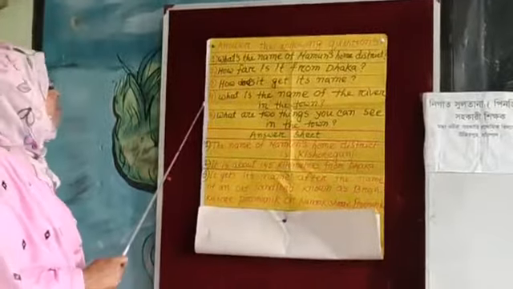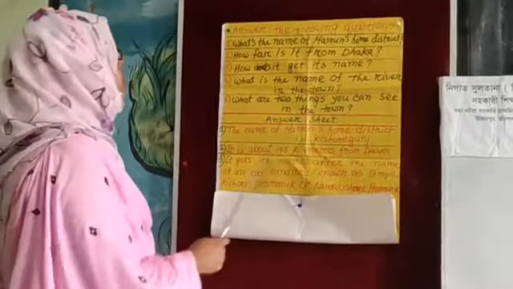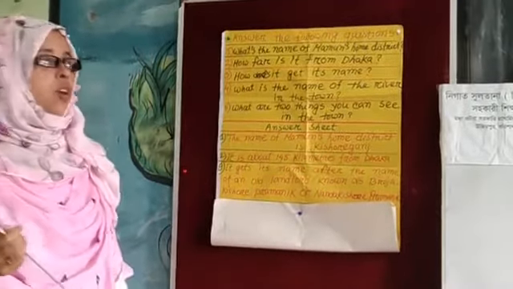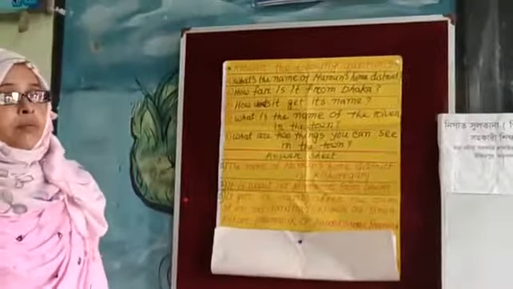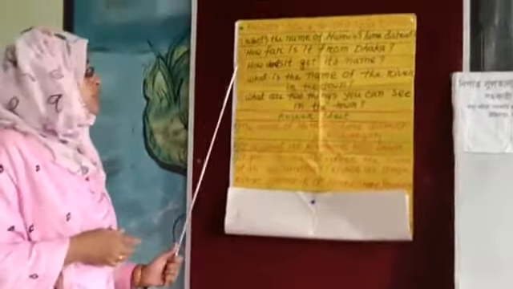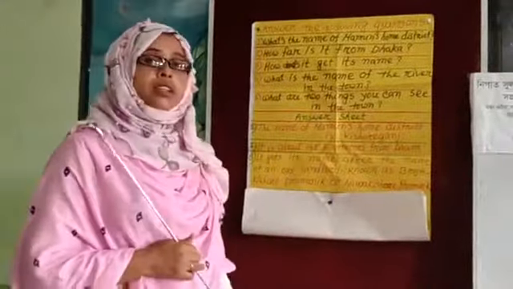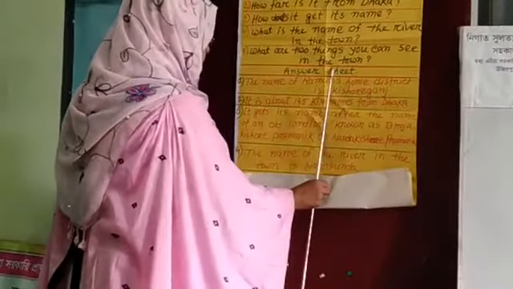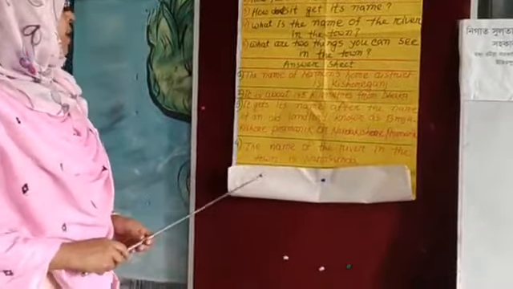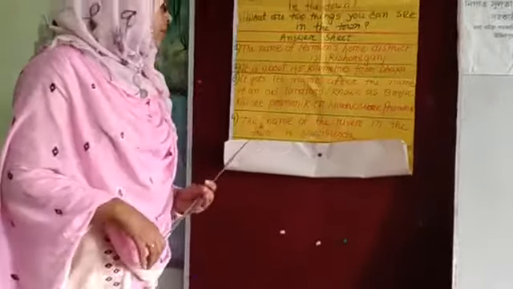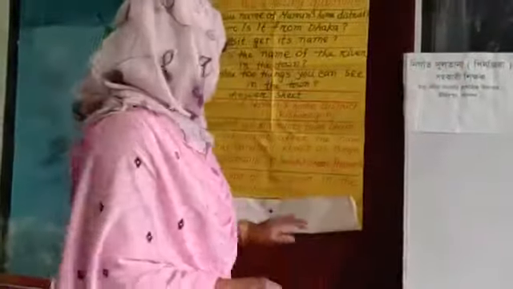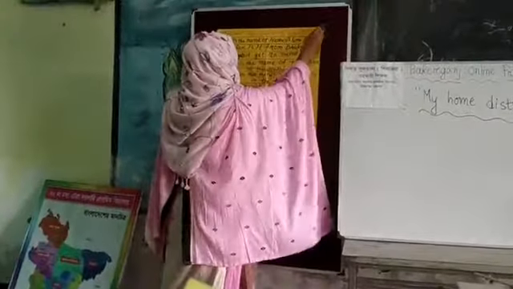And number 4. What is the name of the river in the town? Please try to answer these questions. The name of the river in the town is Narasunga. I hope all of you can answer these questions and it is very simple.